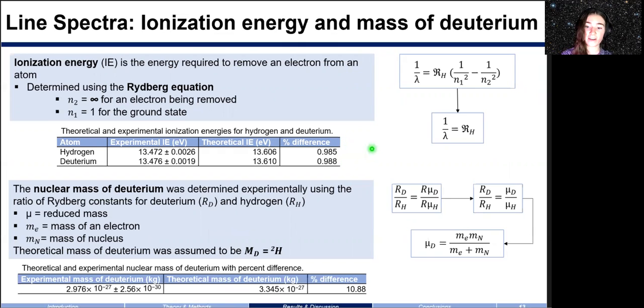So the ionization energy of deuterium was slightly larger than that of hydrogen due to the larger mass coming from the extra neutron in the deuterium isotope. And the nuclear mass of deuterium was also determined experimentally using the relationship of the Rydberg constant to the reduced mass of the system. And then the theoretical mass was just assumed to be 2 times that of the hydrogen atom. And the calculated value, the experimental value, was slightly smaller than the theoretical value by about 11%.